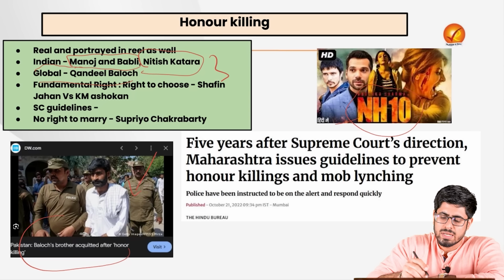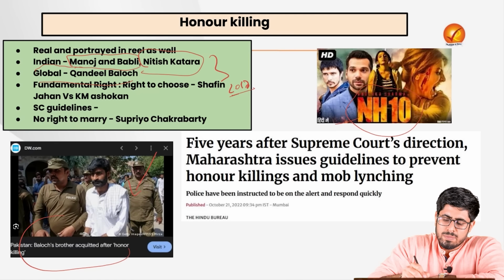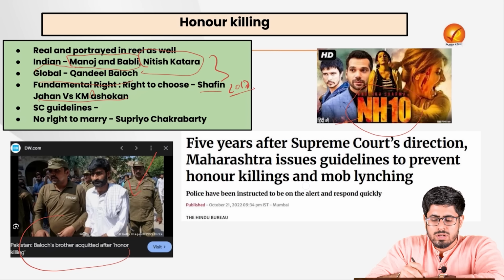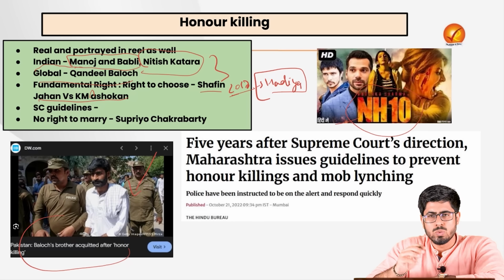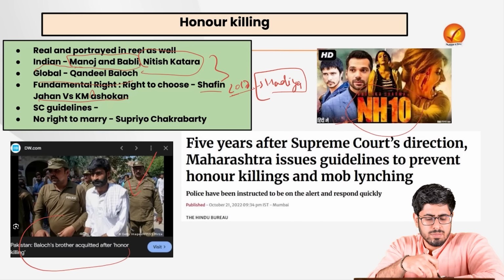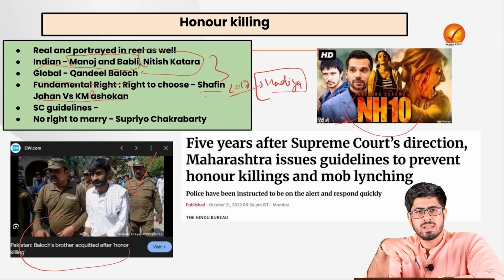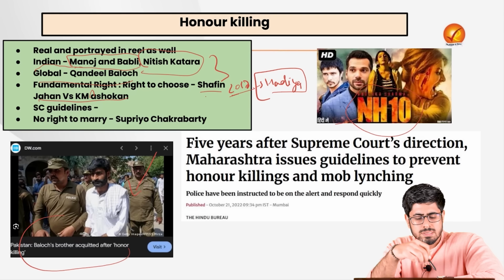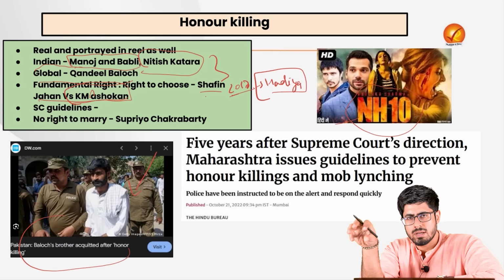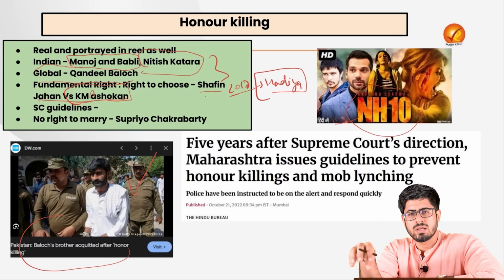which was highlighted by the Supreme Court in the 2018 case, which came to be known as Shafin Jahan versus K.M. Ashokan. The more famous name, if you would recall, is the Hadia case. It was basically this woman who converted to Islam. She was the daughter of Mr. K.M. Ashokan. She married Mr. Shafin Jahan. She converted to Islam, and her father moved the Supreme Court seeking his right over his daughter, contending that she cannot convert to another religion, she cannot marry outside her religion.